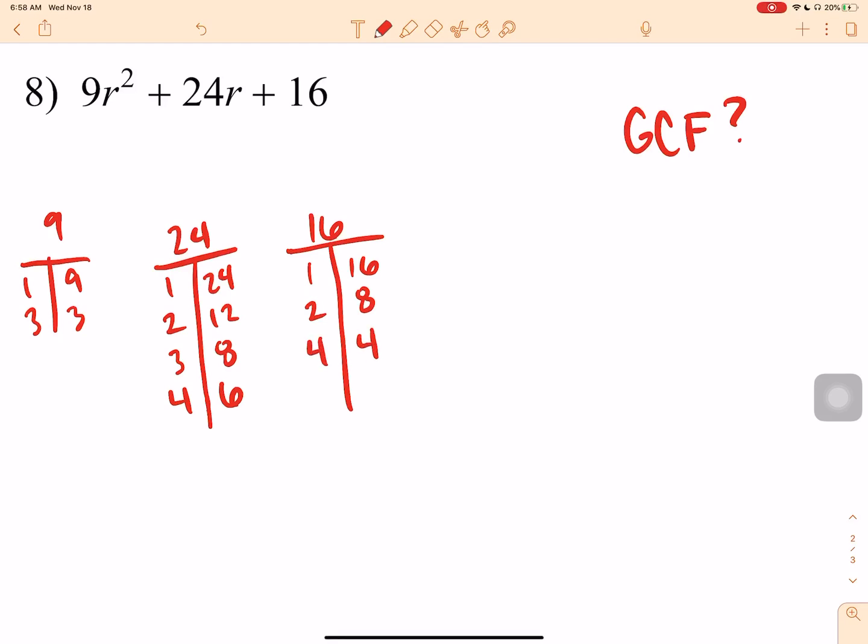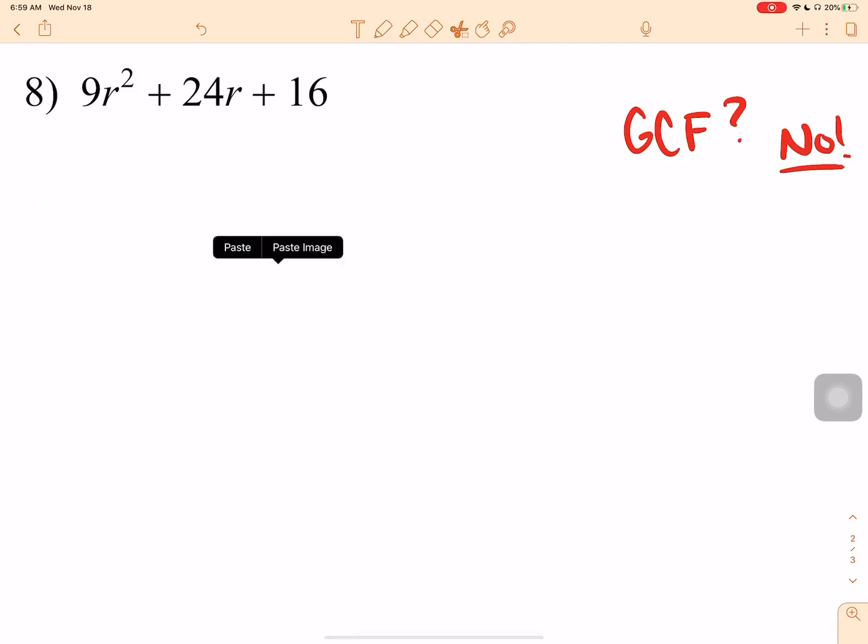So if you look at that, we need a common factor between all 3 of these. The only common factor between all 3 of them is 1. So this one, there is no GCF. No GCF. So we're just going to factor like normal.